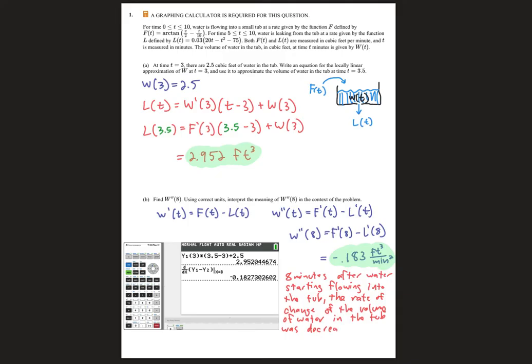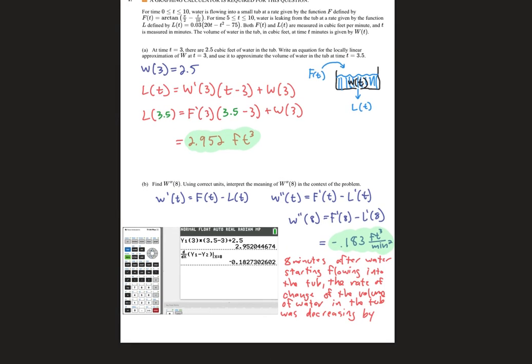So notice we're talking about the rate decreasing, right? The rate decreasing by 1 point, cubic feet per minute squared. Yeah, so 8 minutes after water started flowing into the tub, the rate of change of the volume of water in the tub was decreasing. The rate was decreasing by that.